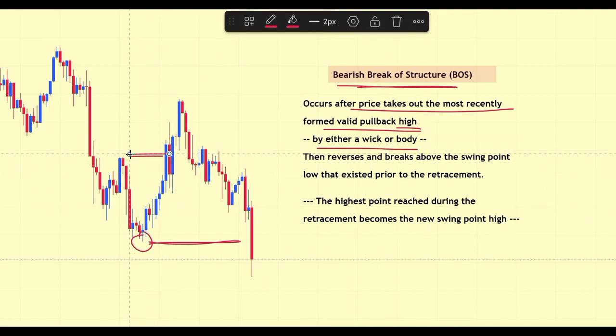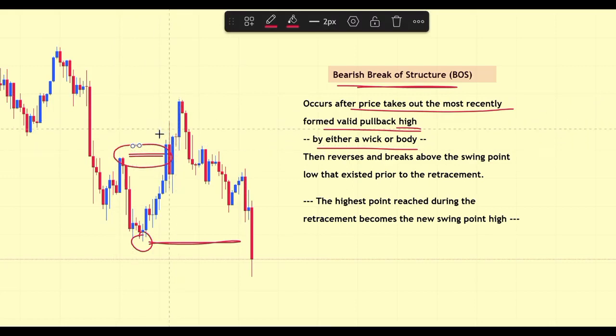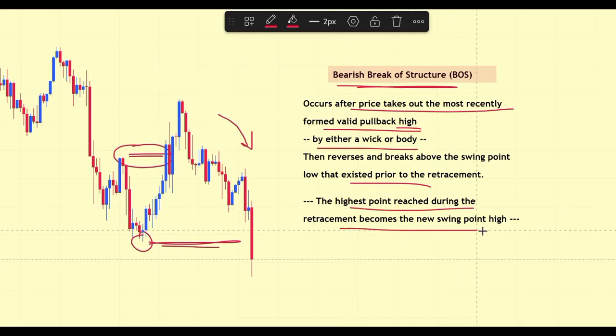That is, after price has taken out this, it doesn't matter how further price continues higher, taking more pullback highs, we are only interested in the recent one. So after price has taken out the most recent pullback high and then reverses back and breaks past this swing point low, then this is what we call a bearish break of structure. Exactly right here, you can clearly see price reverses, breaks below the swing point low that existed prior to the retracement. The highest point reached during the retracement becomes the new swing point high, and we can clearly see that this one here is the highest point reached during this retracement, and that becomes the swing point high.